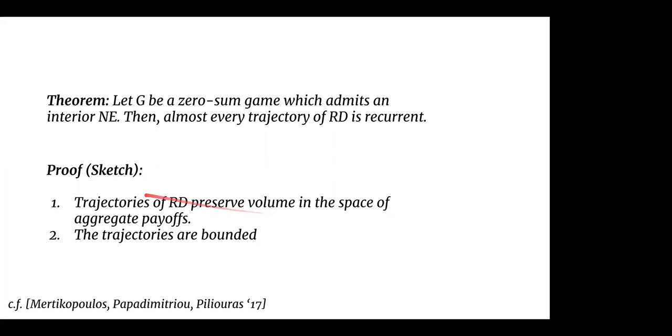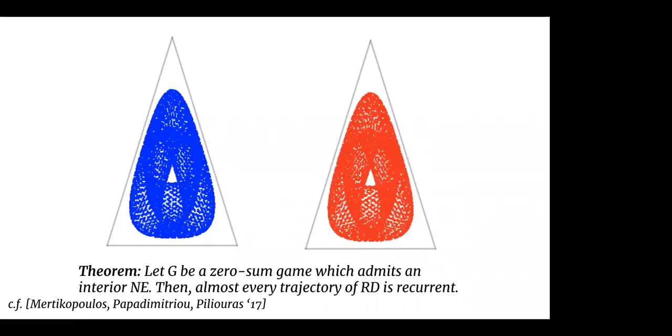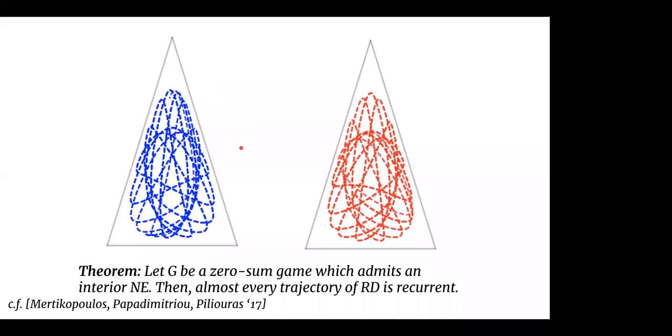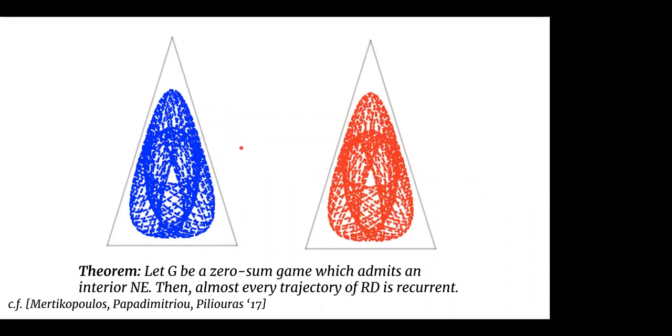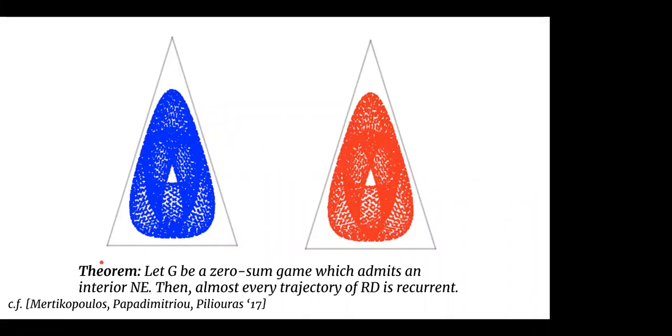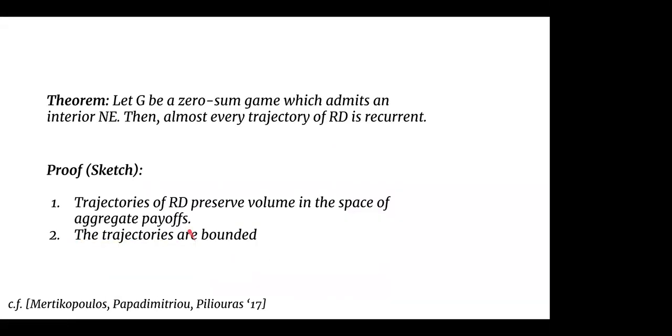So in order to prove this, we need to show two things. Number one, that the trajectories of replicator preserve volume. And also that the trajectories are bounded. Now, the nice thing about most of dynamics of games is that the analysis takes place inside the simplex, which encodes the probabilities. And the simplex is compact, which kind of takes care of the second part of it. But the first part of it is the interesting bit, the preservation of volume.